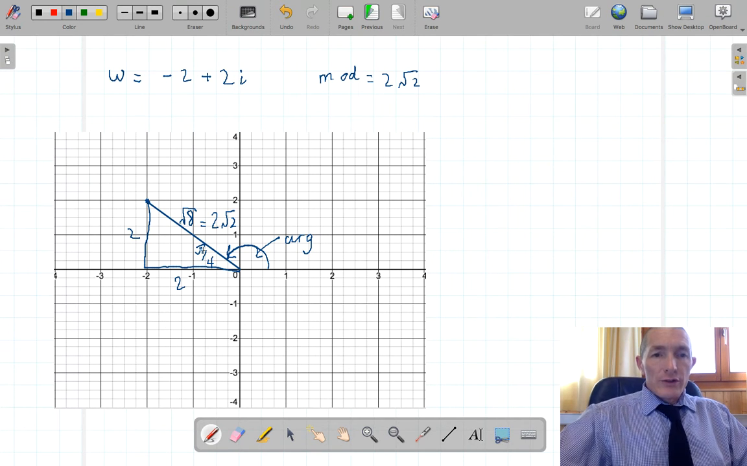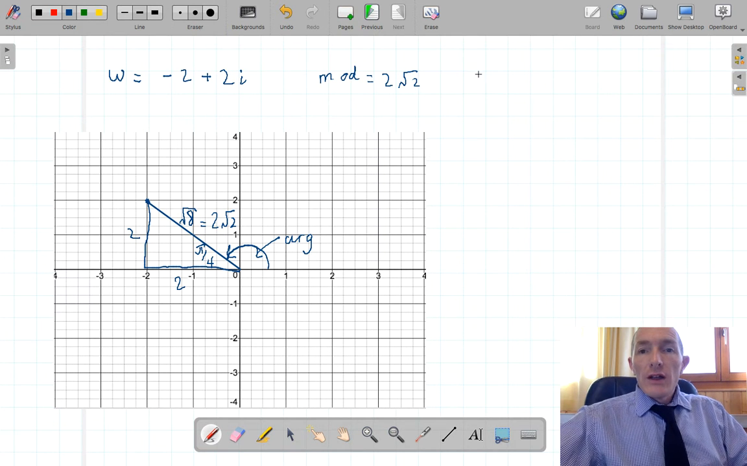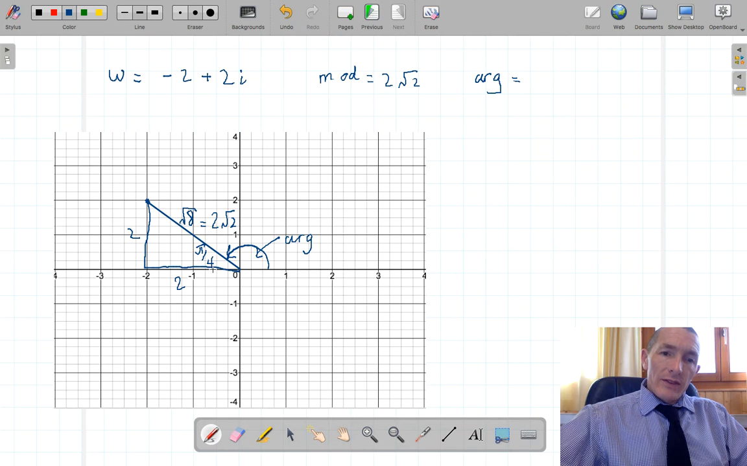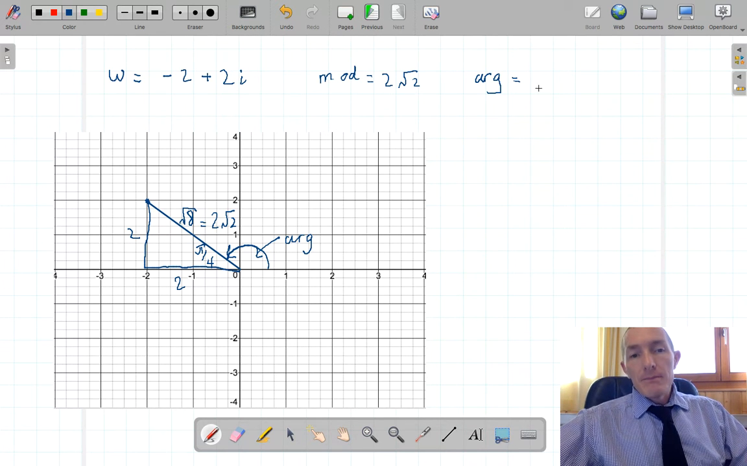Or if you want to think about that in degrees, that's 45 degrees. That makes it the isosceles triangle. And so my argument, not pi over 4, but 3 pi over 4. Because all the way around to this line here, if I carried that on around, would be pi. And it's pi minus pi over 4. So the argument for this one is 3 pi over 4.